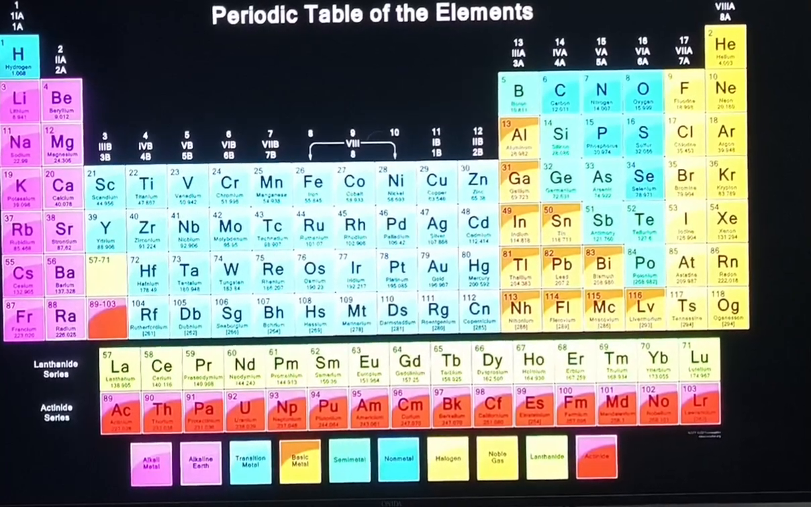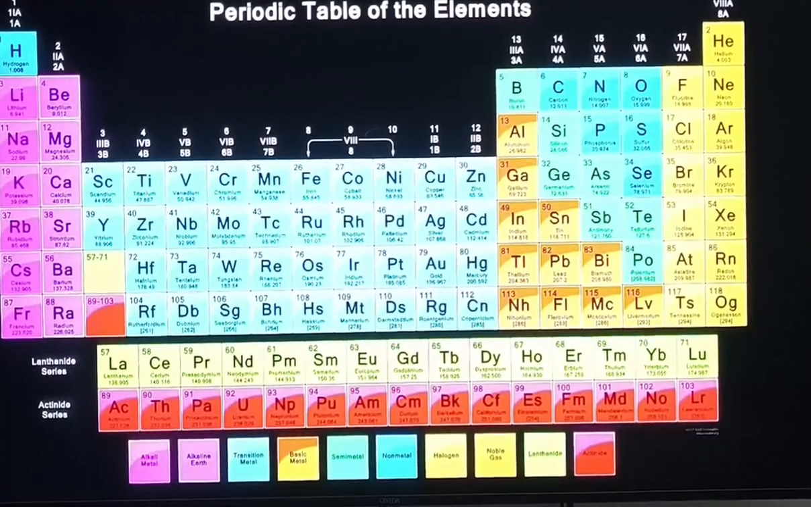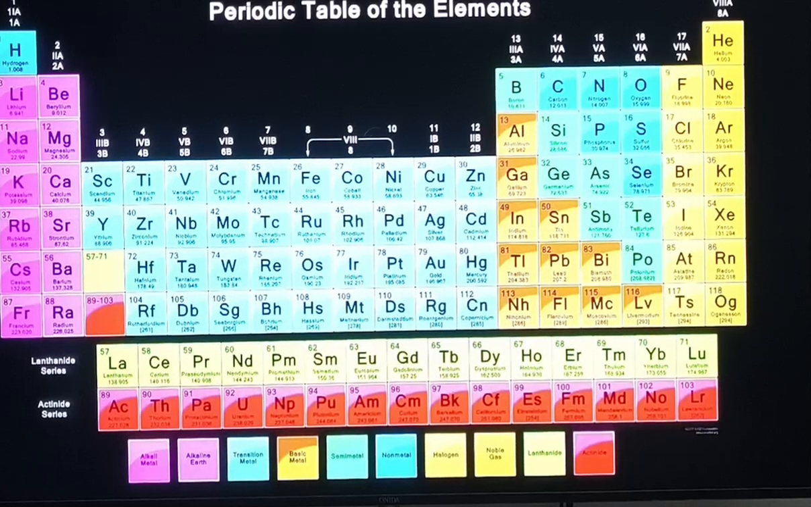Hi friends, I'm back and this time we are discussing the periodic table and the elements. The periodic table is where the elements are arranged in increasing atomic number. The periodic table has 18 vertical groups and 7 horizontal periods. The vertical columns are called groups.